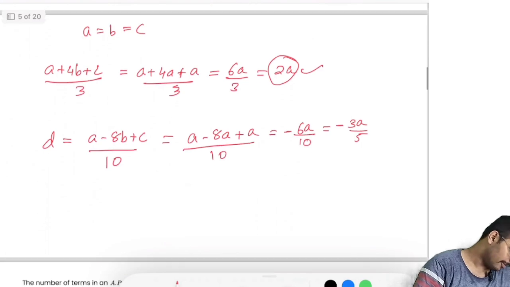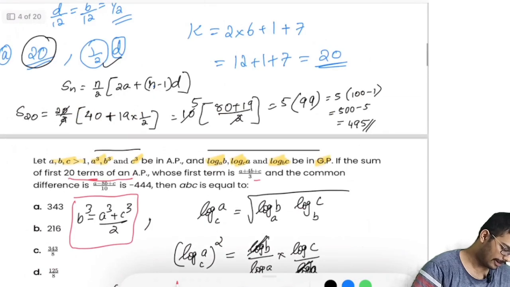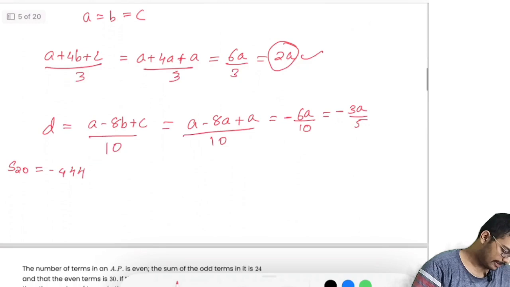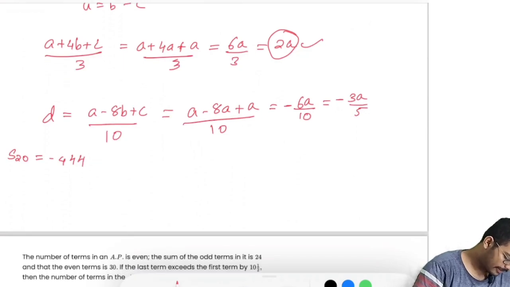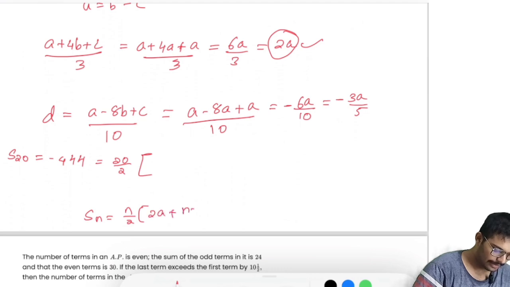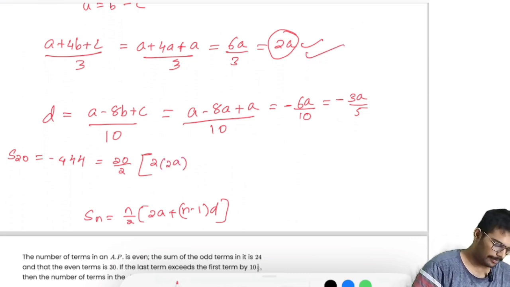Now, we have the sum of 20 terms equal to minus 444. It is given for this particular AP. Therefore, we can substitute this value. Sum of n terms equals n by 2 into 2a plus n minus 1 into d. Similarly, here it will be 20 by 2 into 2 times 2a, in the new AP this is the first term, plus n minus 1, 20 minus 1 is 19, times d value which is minus 3a by 5.